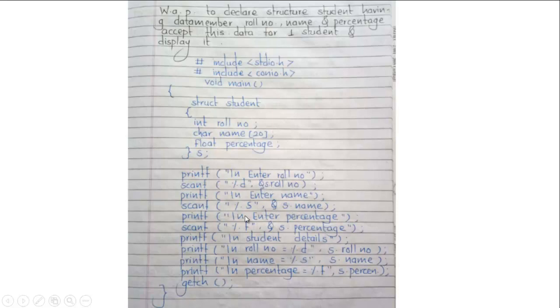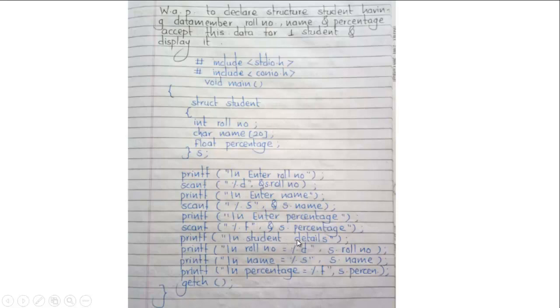Similarly for percentage, printf \n enter percentage, scanf %f, because percentage is a float. So %f, double quote complete, comma, ampersand yes dot percentage. Here this is yes dot percentage. So this is for roll number, name and percentage. I have read all these values. Then again you have to display that data.